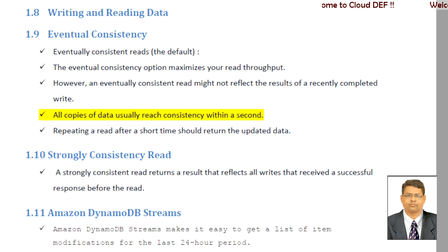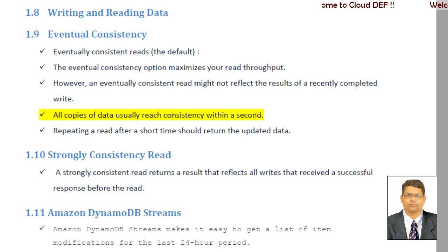1.11 Amazon DynamoDB Streams. Amazon DynamoDB Streams makes it easy to get a list of item modifications for the last 24-hour period. For example, you might need to calculate metrics on a rolling basis and update a dashboard, or maybe synchronize two tables or log activity and changes to an audit trail. With Amazon DynamoDB Streams, these types of applications become easier to build. By reading the log of activity changes from the stream, you can build new integrations or support new reporting requirements that weren't part of the original design.